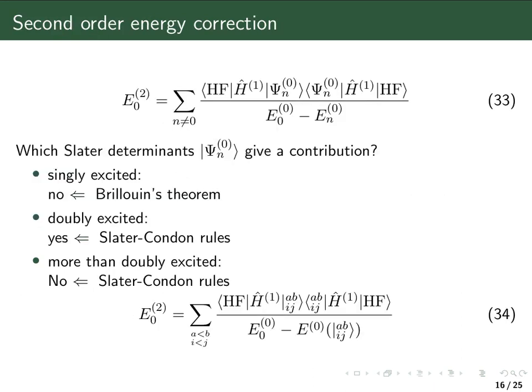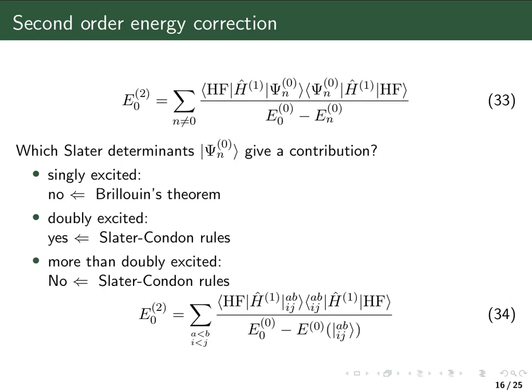Now here's the normal perturbation theory expression for the second order energy correction, where we have the first order Hamiltonian, our zeroth order wave function for the ground state, and then we sum over all the other zeroth order wave functions. And remember that all our zeroth order wave functions are just the Slater determinants made from our spin orbitals. And then the question, of course, is which of these Slater determinants can contribute here? We have single excited, double excited, triple excited, and so forth.